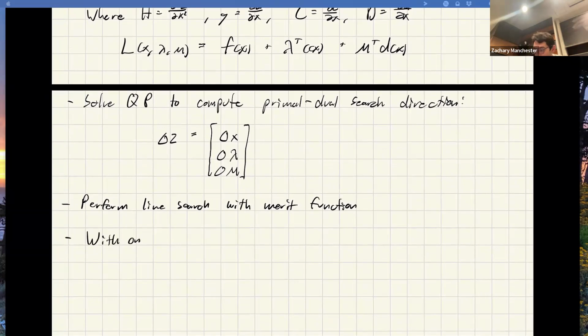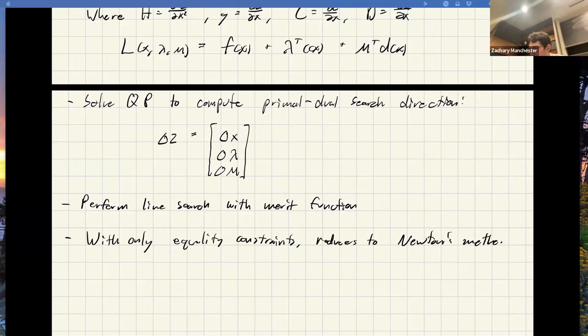So if we only have equality constraints, this reduces to a Newton step, Newton's method on the KKT conditions.